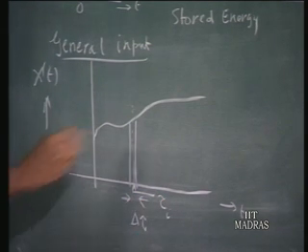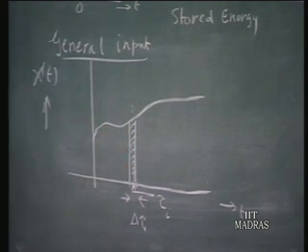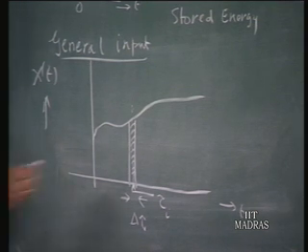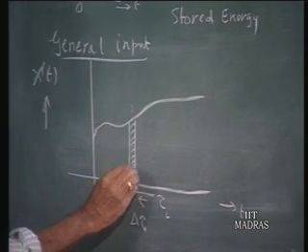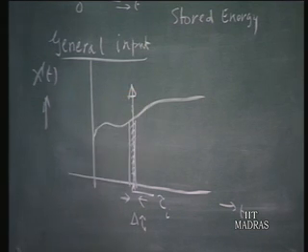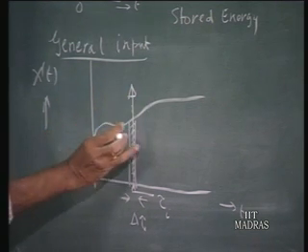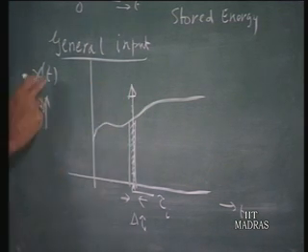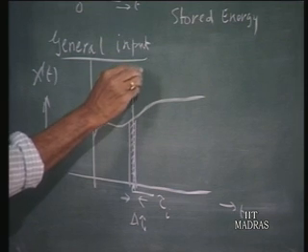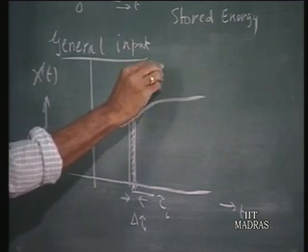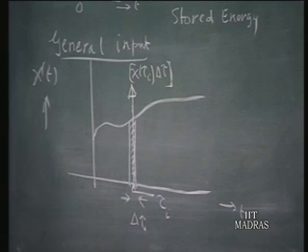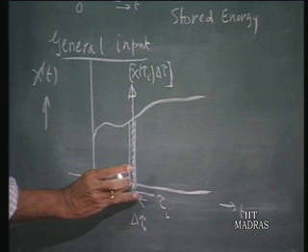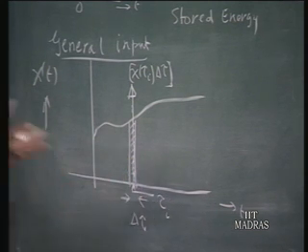This section of the input, a narrow section of time, this area can be replaced by an equivalent impulse. The impulse will have essentially the same area as this narrow strip, and the area of the narrow strip will be x of tau I times delta tau. So this will be x tau I delta tau, that is the magnitude of the impulse, and that impulse is situated at t equals tau I. Provided you make these slices thinner and thinner, the approximation will be so much more accurate.